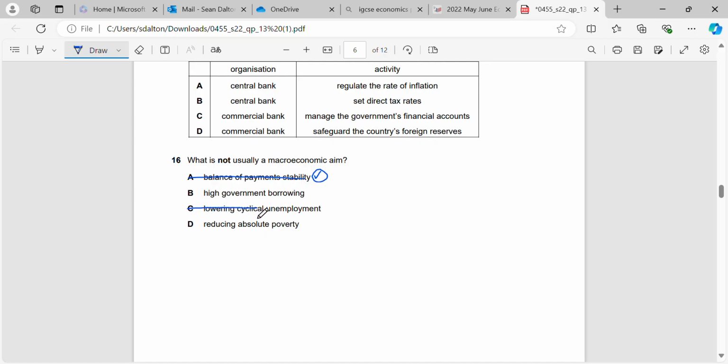Lowering cyclical unemployment. Lowering unemployment or reaching full employment is a macroeconomic aim. And reducing poverty or redistributing income, that is also a macroeconomic aim. So just with a bit of common sense, what is the government not trying to achieve? They don't want to have a high level of funds that have been borrowed. So they don't want to borrow a lot of money, and that should be pretty common sense.